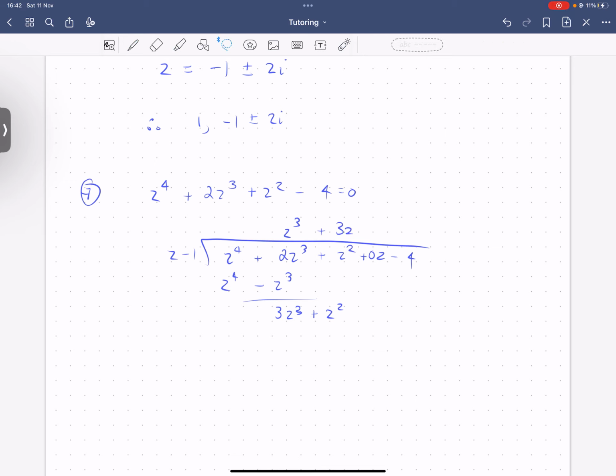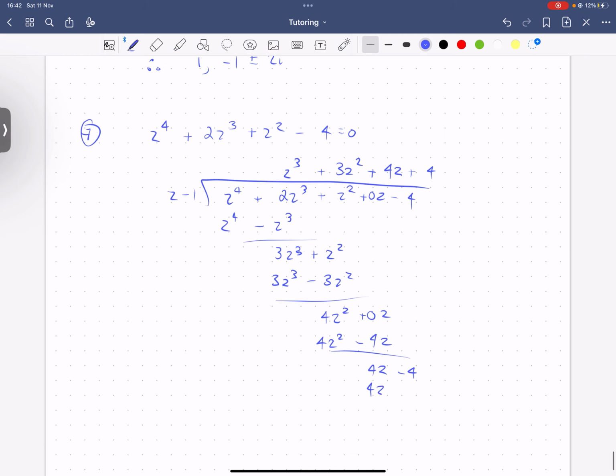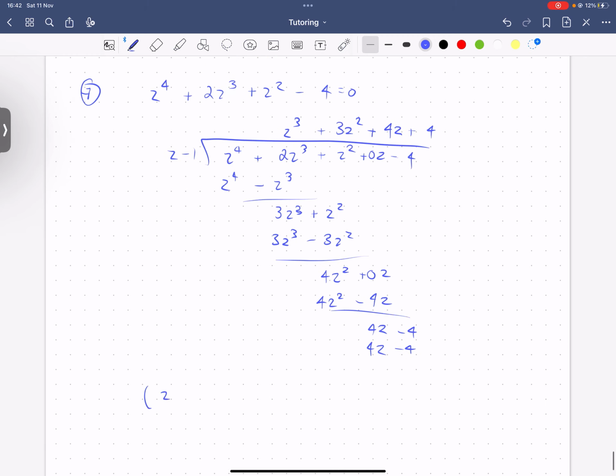We might move that. We need a 3z squared there. So 3z cubed minus 3z squared is 4z squared. We've got plus 0z. So plus 4z. We've got 4z squared minus 4z is 4z. Bring down the minus 4. Put a plus 4 here. And 4z minus 4. So therefore we've got z minus 1 times z cubed plus 3z squared plus 4z plus 4 equals 0.